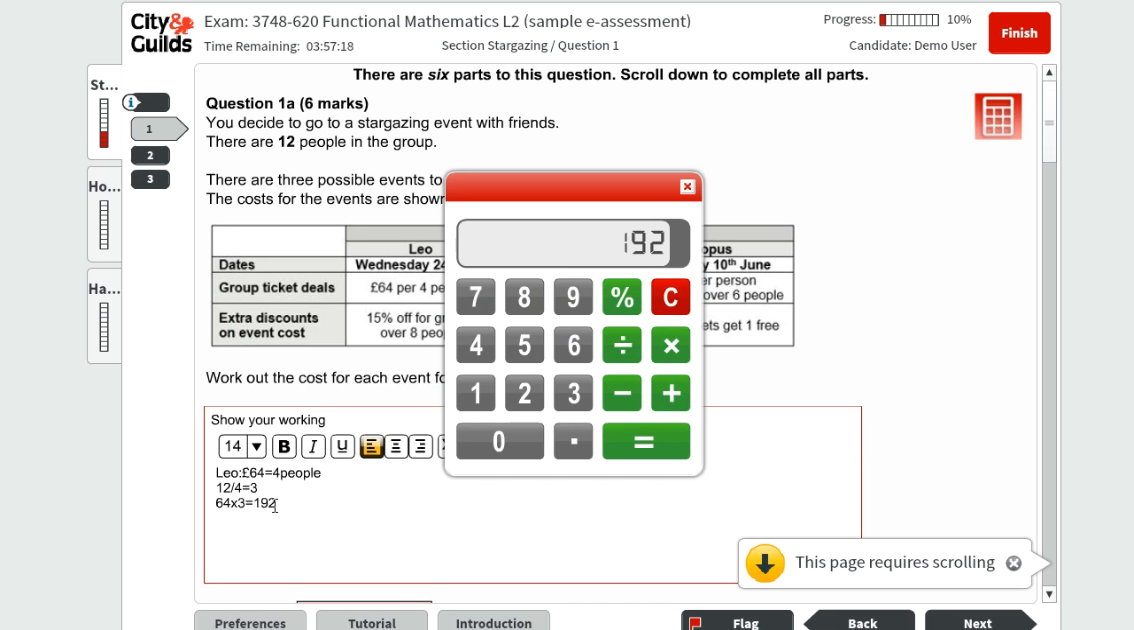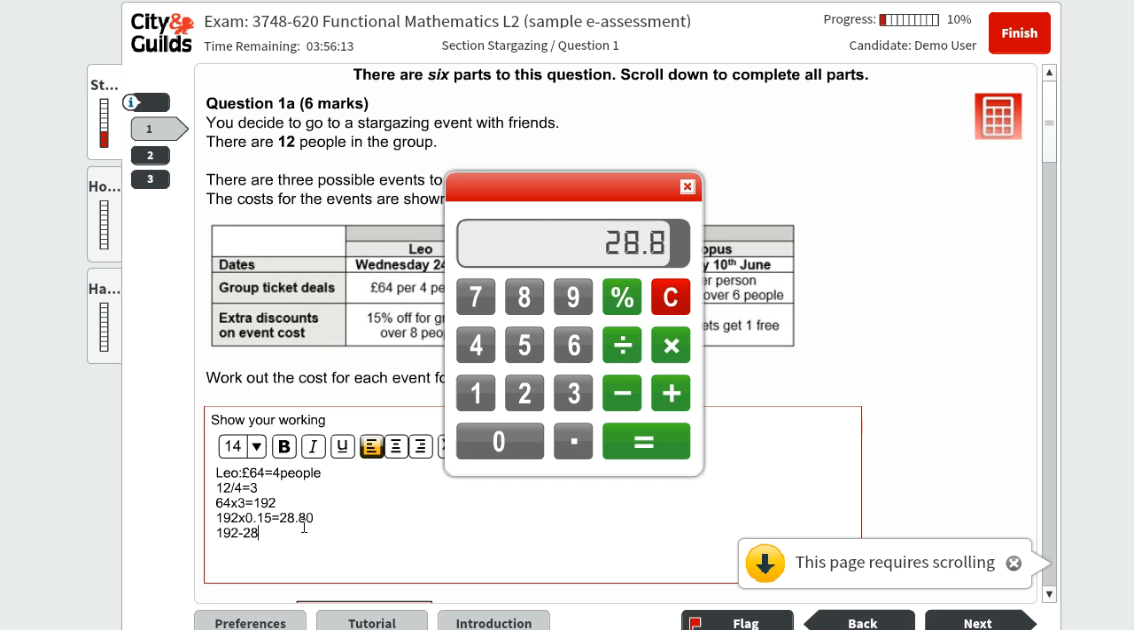Now, to find out what the discount is, we do 192 times 15 divided by 100, or the easier version would be 192 times 0.15, because we divide 15 by 100. And then the answer will be 192 times 0.15. Our discount will be £28.80.